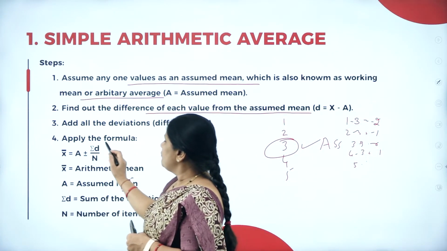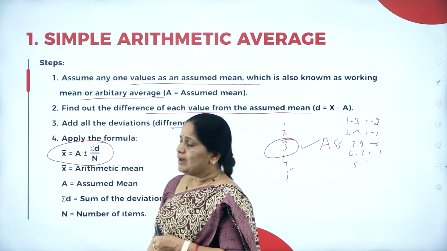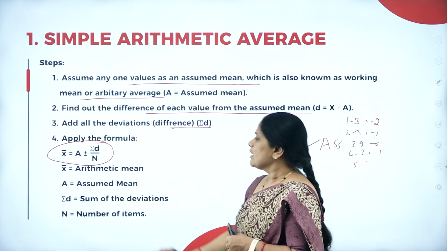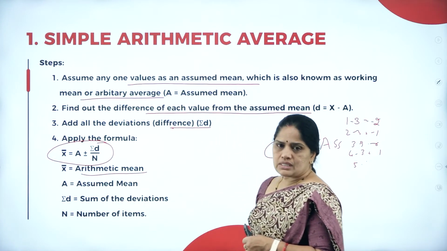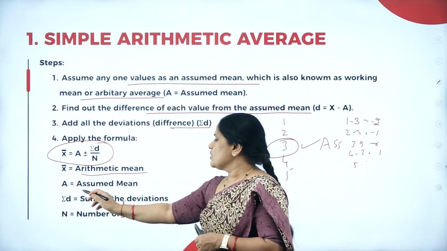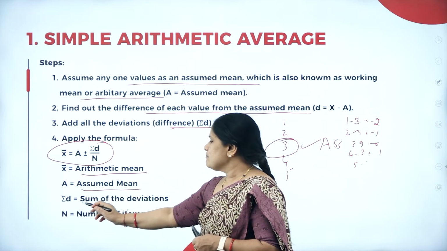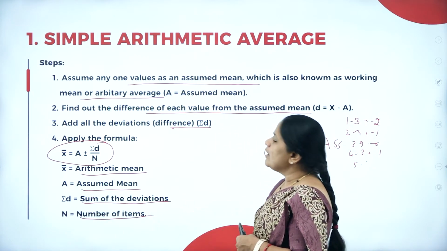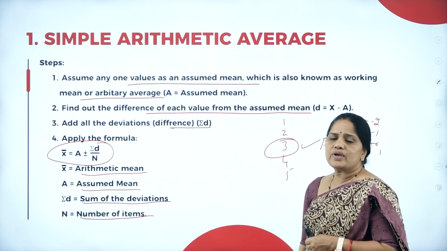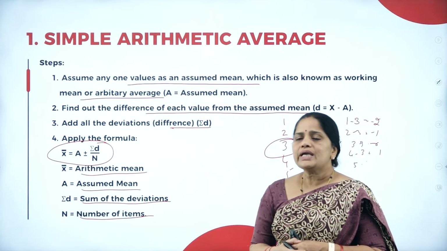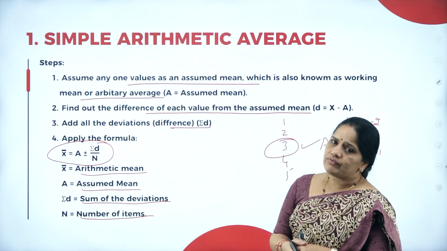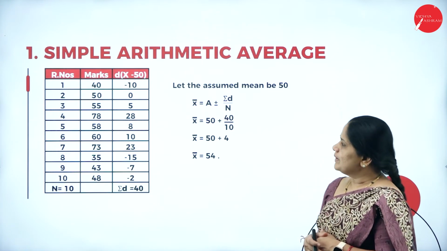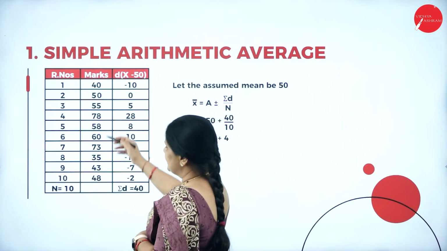Then we apply the formula. What is the formula here? Mean equals a plus or minus sigma d divided by n, where x bar denotes the arithmetic mean, a denotes the assumed mean, sigma d the sum of the deviations, and n denotes the number of items. So in this way, whenever we are given values, we can always consider the assumed mean and find the arithmetic mean value. Here in this problem, we have the marks given of 10 students.